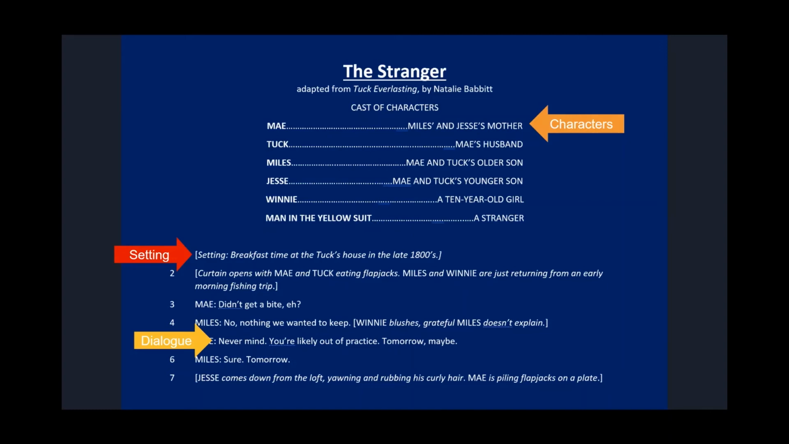And the next one would be stage directions. Remember, stage directions are going to be in parentheses and italicized, so they're going to be slanted. Right? And I see a few examples. Just pointing at one is here. The entire 7th line says, "Jesse comes down from the loft, yawning and rubbing his curly hair. May is piling flapjacks on a plate."